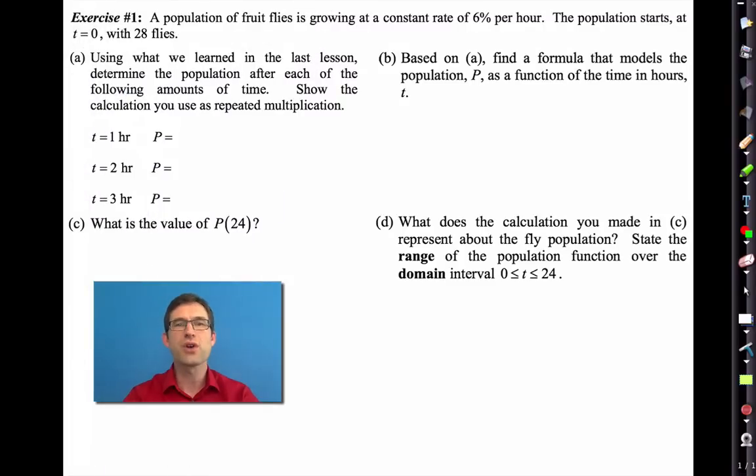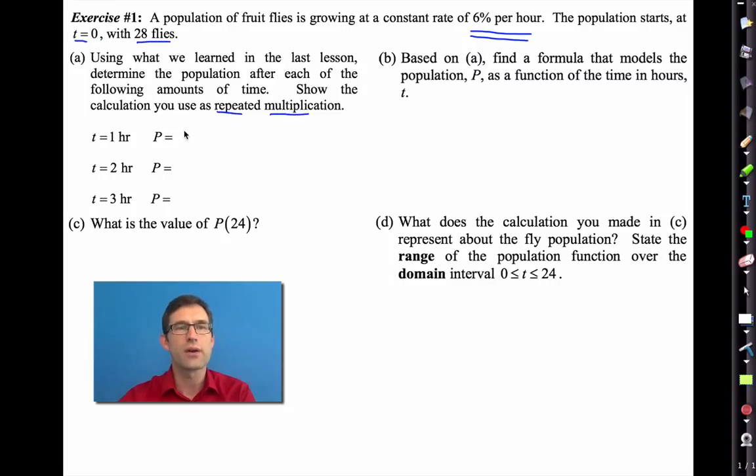In the last lesson, we saw how to quickly increase or decrease a base amount by a certain percent. Today, we're going to build exponential models based on that idea. So let's jump right into it. A population of fruit flies is growing at a constant rate of 6% per hour. That probably seems pretty fast, but fruit fly populations grow pretty fast. The population starts out at t=0 with 28 flies. Using what we learned in the last lesson, determine the population after each of the following amounts of time. Show the calculation you use as repeated multiplication.